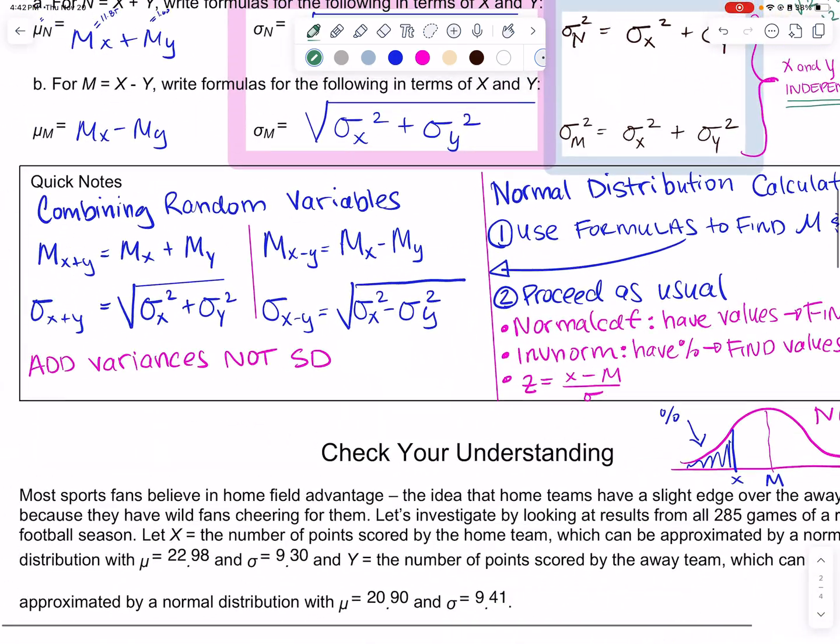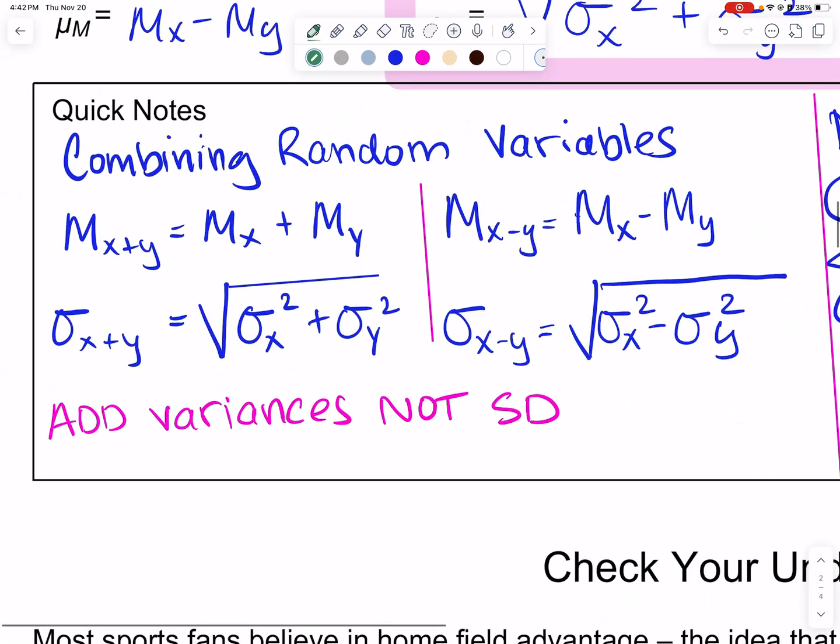So for the notes, this is just the same thing that I just showed you, combining random variables. There are your two equations for the mean, and there are your two equations for standard deviation. Remember, you add variances, not standard deviations.